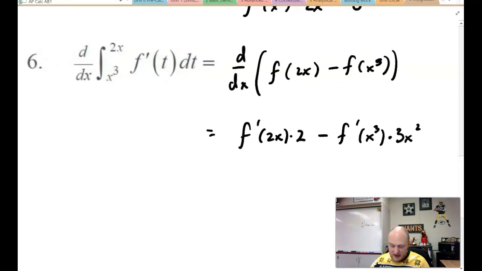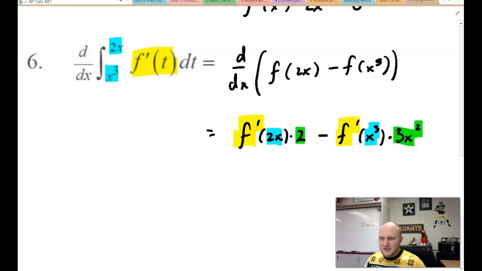If you haven't picked up on it by now, with the second fundamental theorem of calculus, whenever I take the derivative of an integral, I end up with the same function. Have you noticed all of these are f prime? I go back to f prime. I can plug in my bounds, which are x cubed. And in this format, I have the chain of each of these: the derivative of the bounds. The derivative of 2x is just 2, and for x cubed, I have to multiply times 3x squared.